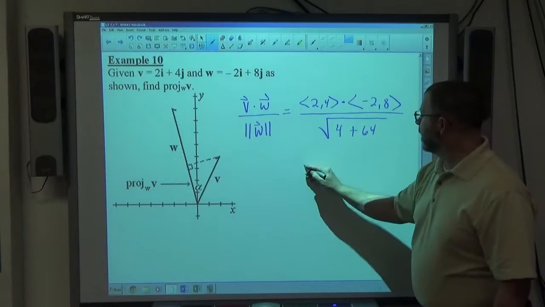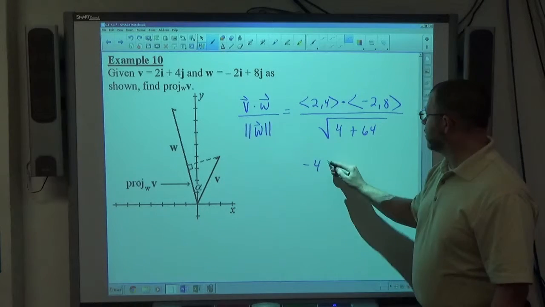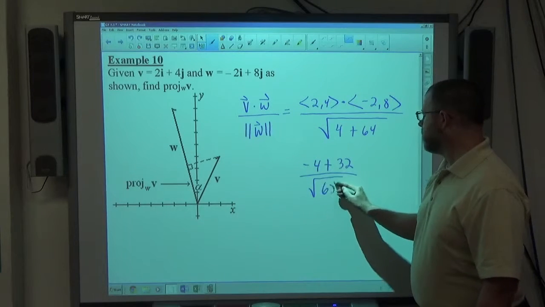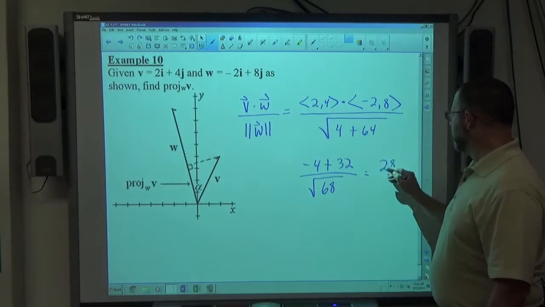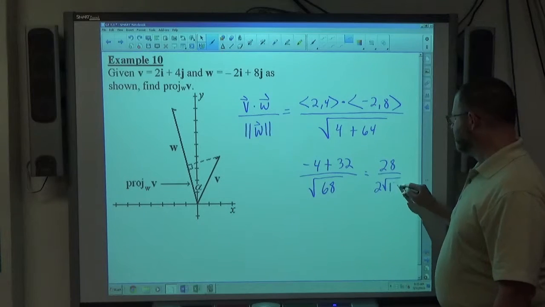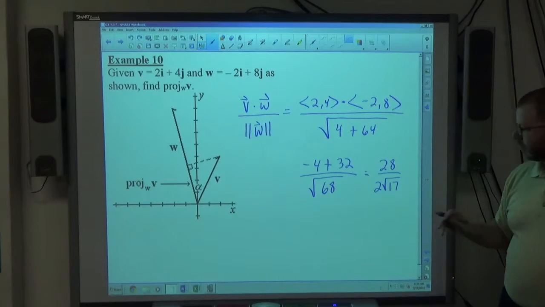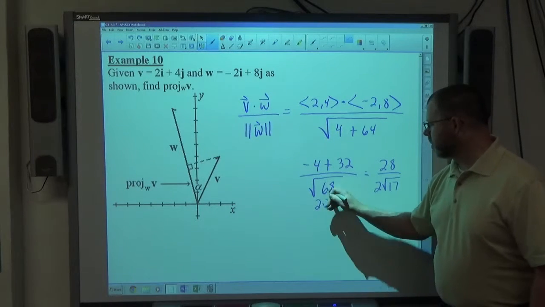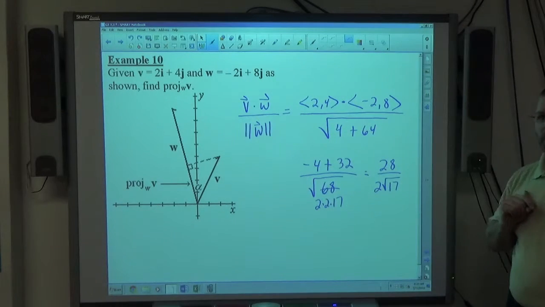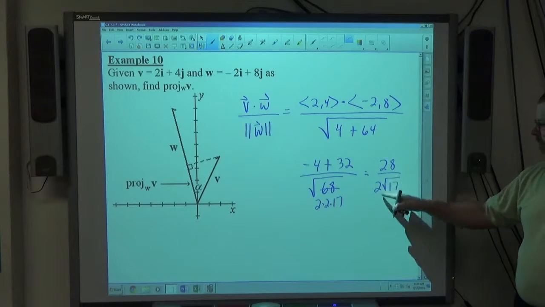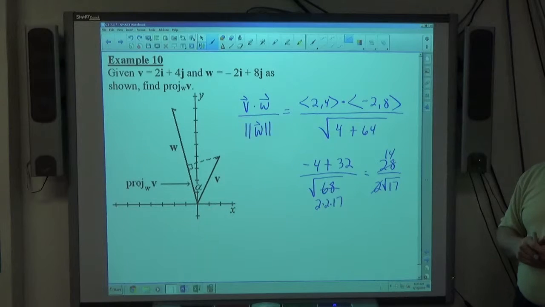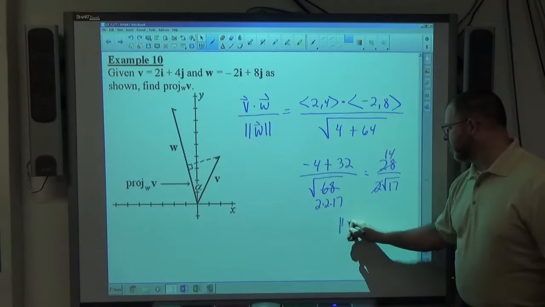2 times negative 2 is negative 4. 4 times 8 is positive 32 over the square root of 68. That makes 28 over 2 times the square root of 17, seeing that 68 is 2 times 2 times 17. A pair of 2's gets pulled out, right? 28 and 2 are both even, so I can reduce down to 14 over the square root of 17. And the last thing I'm going to do is multiply top and bottom by the square root of 17.